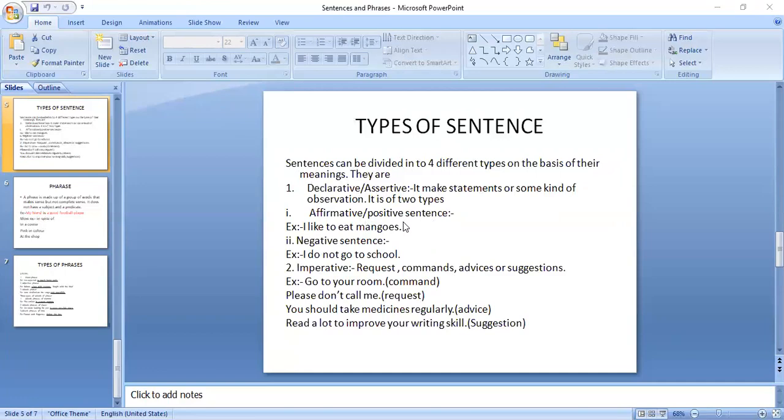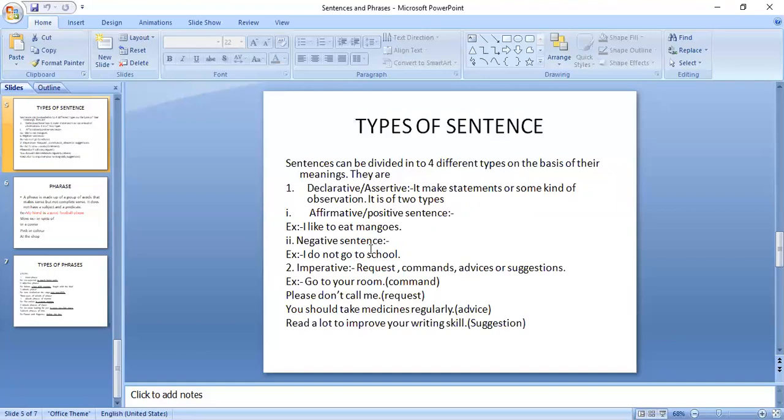These affirmative or positive sentences simply state something. For example, I like to eat mangoes. So it gives a positive meaning to us.